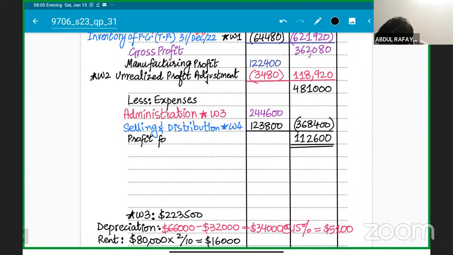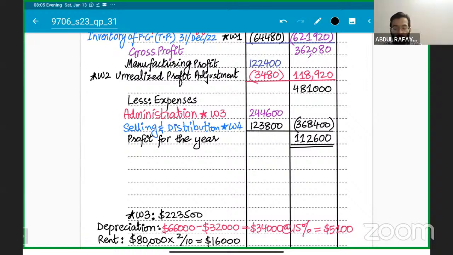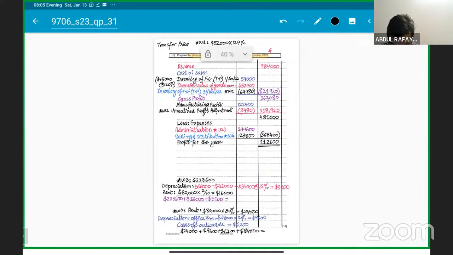Understood? Got it? Any problem, any questions? Let me know. Any questions? Do look at this. 112,600, that's the profit for the year. Make sure to show all the workings here.